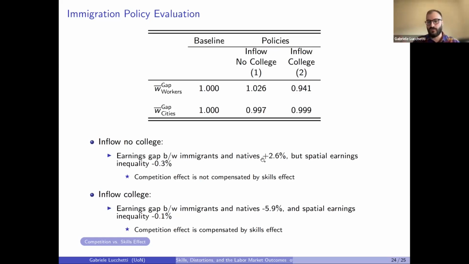And overall, of course. In the case of an inflow of college-educated workers, in column 2, the gap between immigrants and natives is going to decrease by about 6%, and spatial earnings inequality, also in this case, is going to decrease by 0.1%. In this case, the competition effect is going to be compensated by the skill effect. So these workers, even though they're going to make the labor markets more competitive, will bring more productivity, so that this productivity or skill effect is going to compensate for the negative effect on prices of the increasing competition.